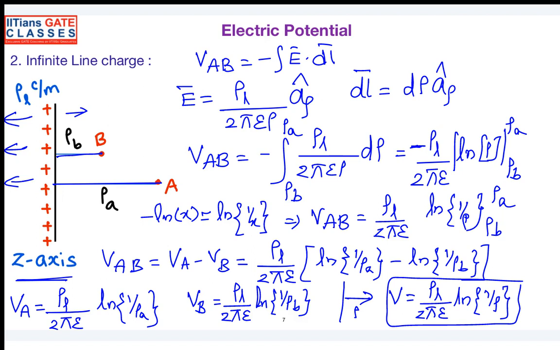Any questions you can ask? Anyhow, this derivation you are going to get in the presentation also, you need not worry about that. But the main fundamental concept you need to understand here is the approach you are following. To find the potential difference, we are simply integrating the electric field intensity over the differential length. That's it. Any questions, please ask.